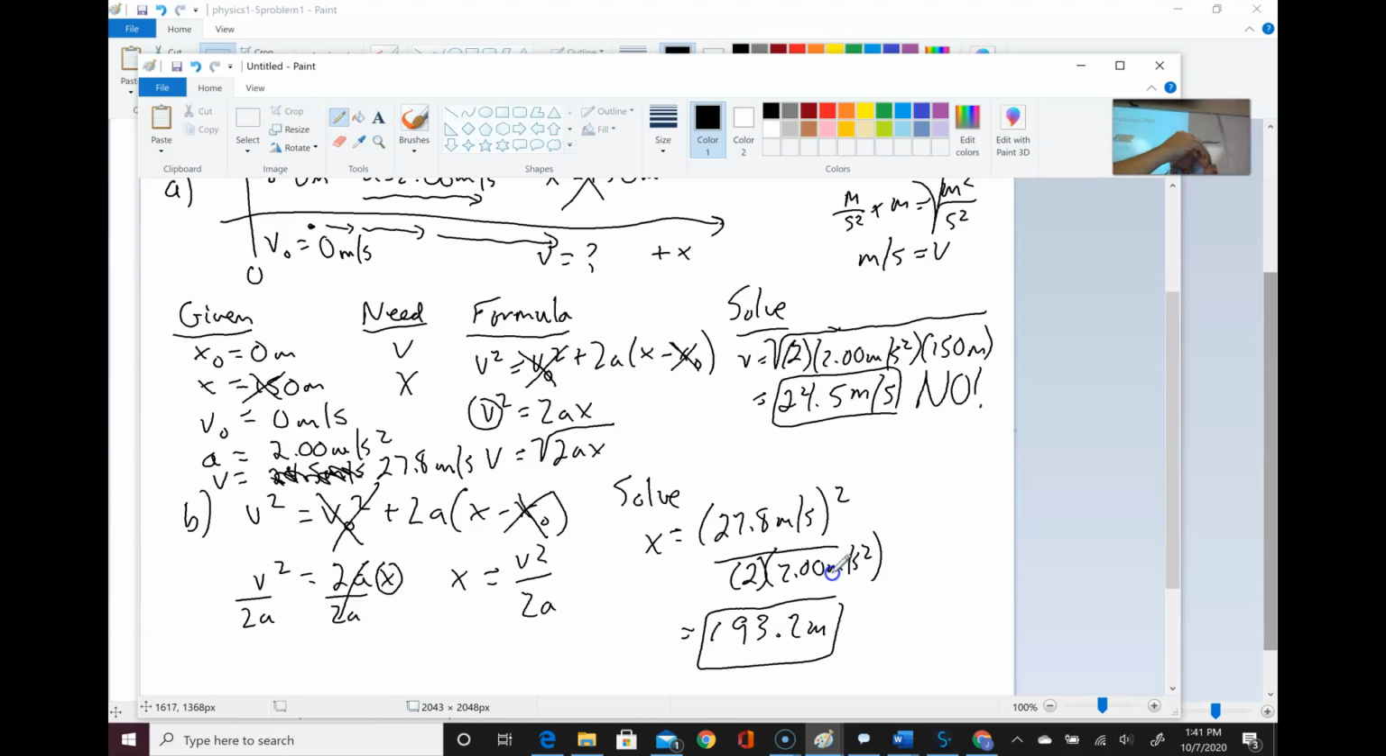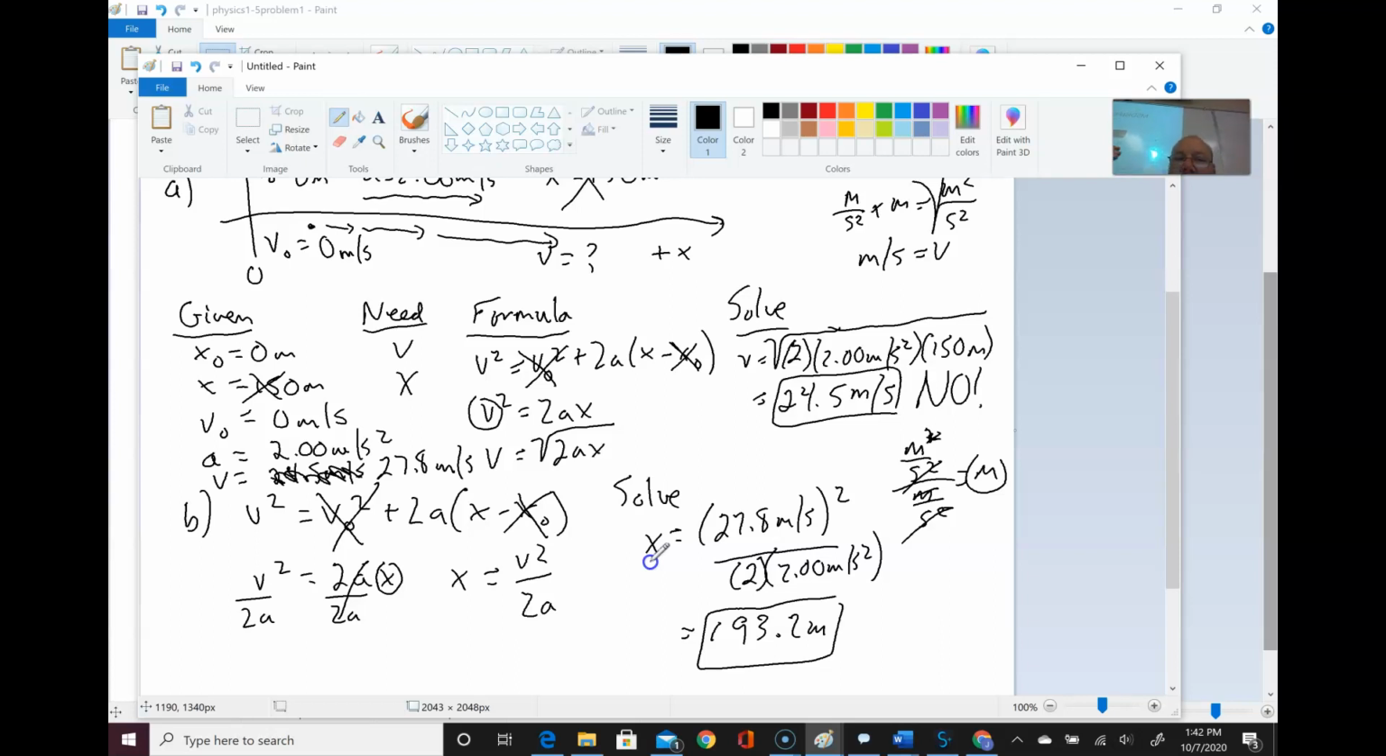So this is where we're at, and let me just show you about the units again. If I square meters per second, I'm going to end up with meters squared per second squared. And then I'm going to divide by meters per second squared. The seconds squared are going to cancel out, and one meter is going to cancel out, and that's going to leave me with meters, which is what I want. That's my distance. So this is how we're going to solve this first problem.